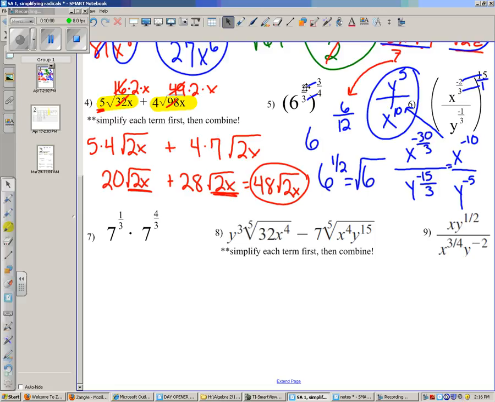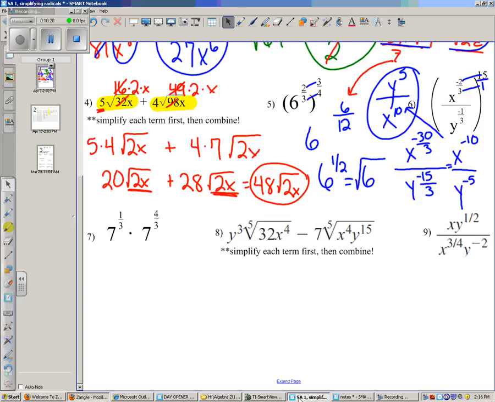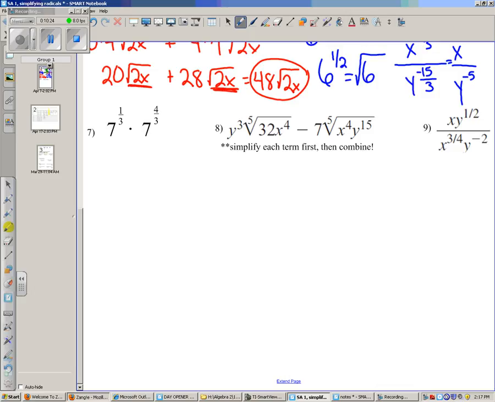Number 7, looking at my flow chart, again, the first thing it says is deal with any parentheses. I don't have that. Organize, move any negative exponents. I don't have that. If bases are the same, they are. They're both 7. So because it's being multiplied, I'm going to be adding the exponents. So when I add fractions, I need to remember that I have a common denominator, which already is. So I'm just going to take 1/3 plus 4/3, which is 5/3. And the 7 just goes along. Some of you multiplied it and made it 49, but it just stays 7 to the 5/3.